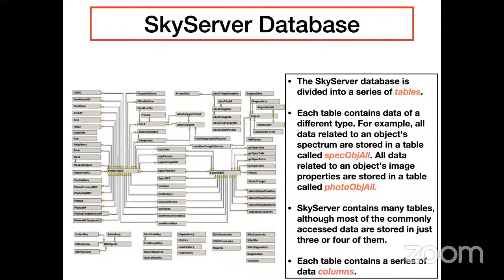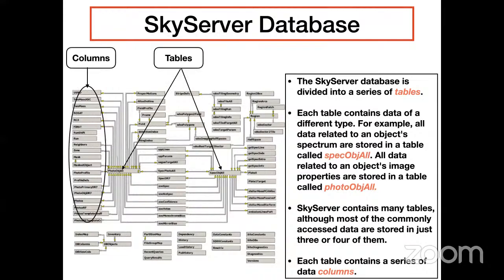For example, for photometry, it's a table. Galaxy itself is a table. So it will have all the photometric magnitudes of galaxies, and then all the related parameters to the photometry and the galaxy will be the parameters of each table.